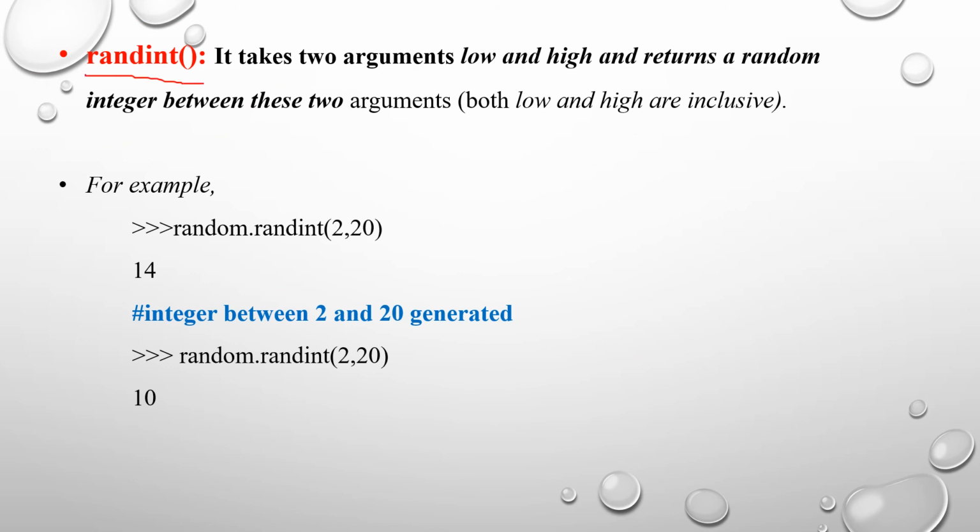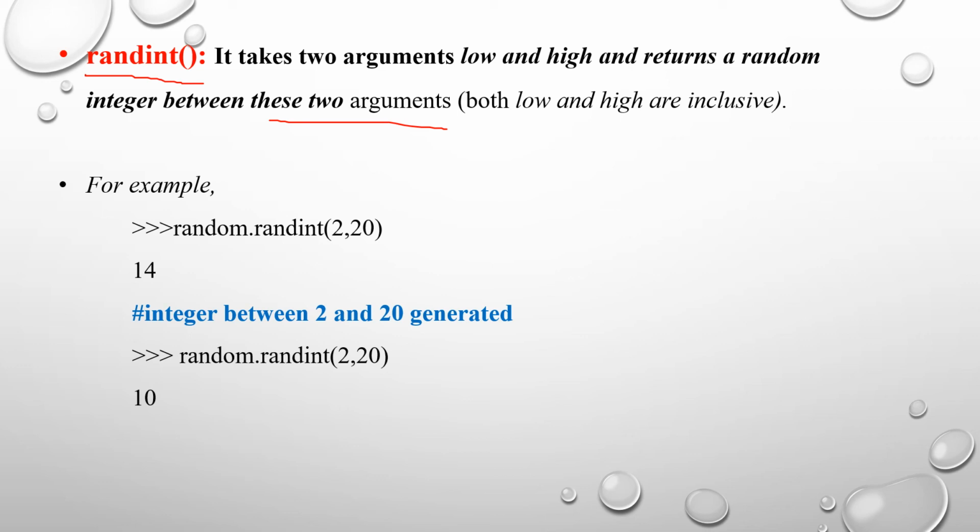The randint function is one of the random number generator functions. It takes two arguments, low and high, and returns a random integer between these two arguments. Both low and high are inclusive.